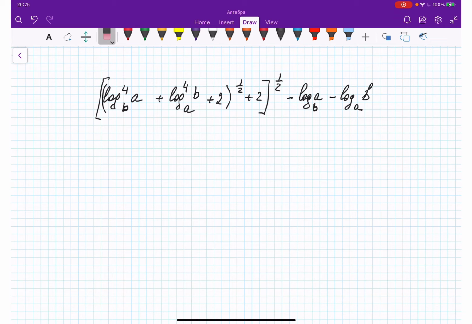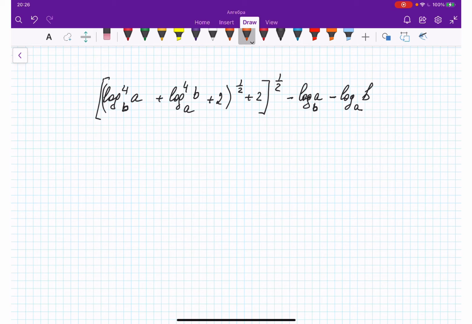Okay, we are going to simplify the following logarithmic expression. So let's see what we can do. First thing I am paying attention to: in some cases I have logarithm a by base b, in some cases I have logarithm b by base a. When bases are different, we cannot do anything. We cannot combine, we cannot do any operations, right?